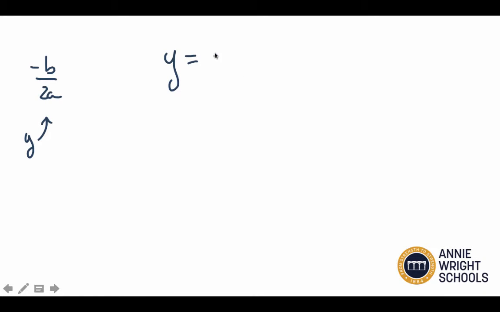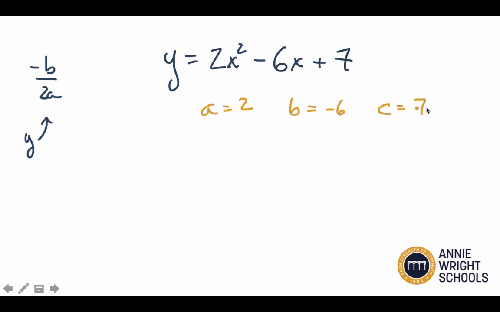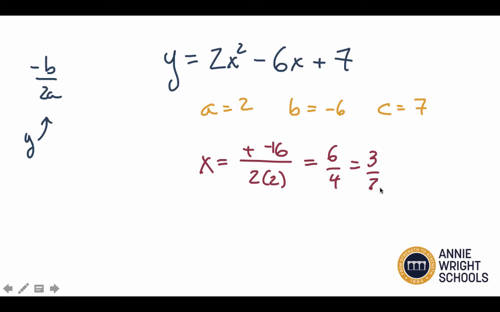So take an example like y equals 2x squared minus 6x plus 7. All I need you to do right now is write down that a is 2, b is negative 6, and c is positive 7, and then use this formula, negative b over 2a, to say x equals the opposite of negative 6 divided by 2 times 2. That gives you a value of 6 over 4, which is 3 over 2.